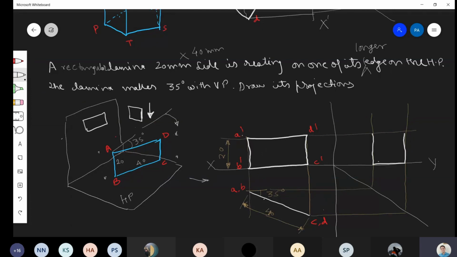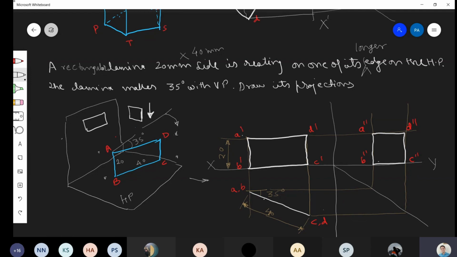And if I take the reference from both the views, on this line I should get A and D, and on this line I should get B and C. And if I take the reference from the top view, on this line I should get A and B. So A intersects, so this will be A double dash. B intersects here, so this will be B double dash. This will be C double dash, and this will be D double dash. And this is the complete solution of the question. Is it clear to all of you?